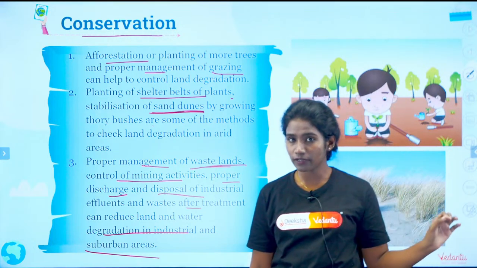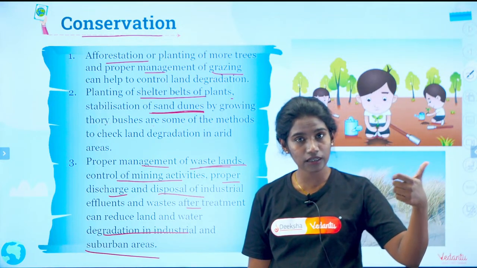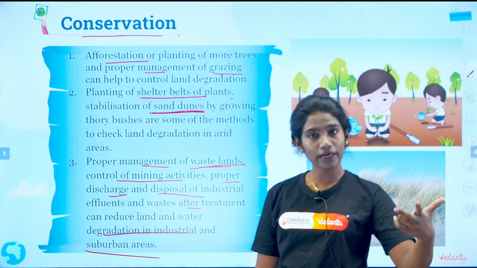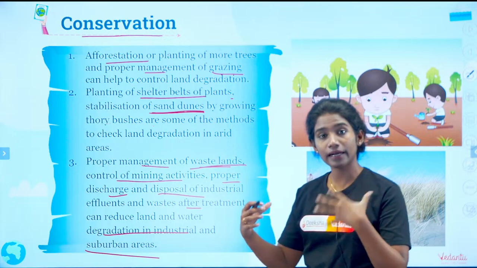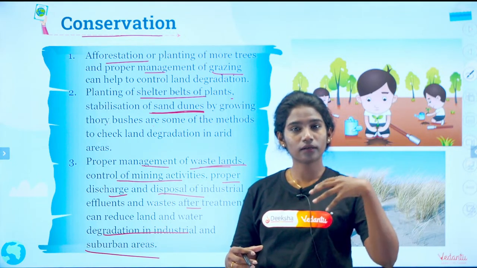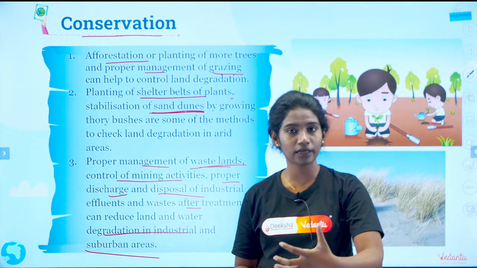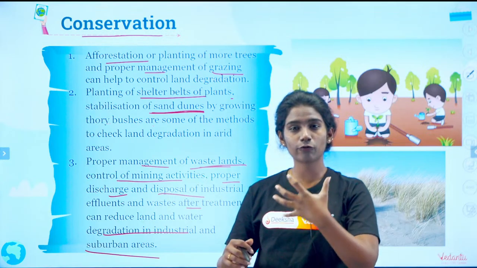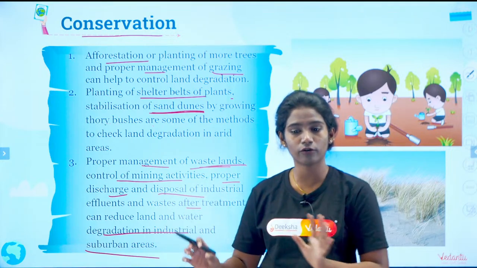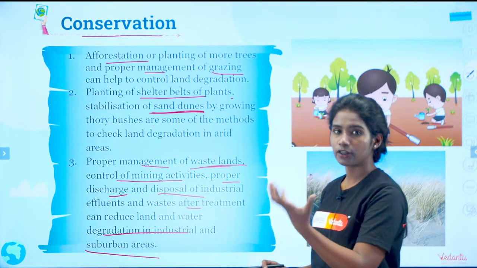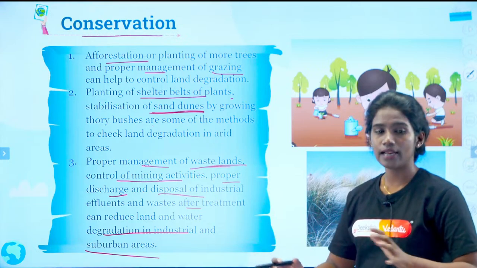So, what are the causes of land degradation? It is deforestation, overgrazing, over irrigation, right? And also, there are certain industries where the dust particles released from the industry retard the penetration of water into the soil, which is called infiltration of water. When the infiltration of water is affected, it will lead to land degradation.